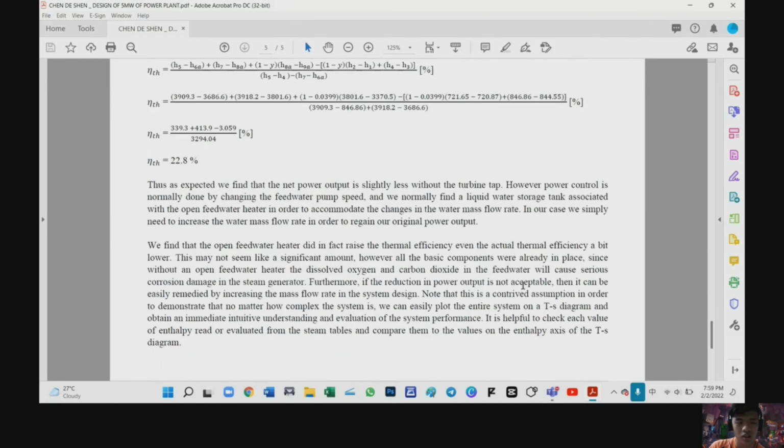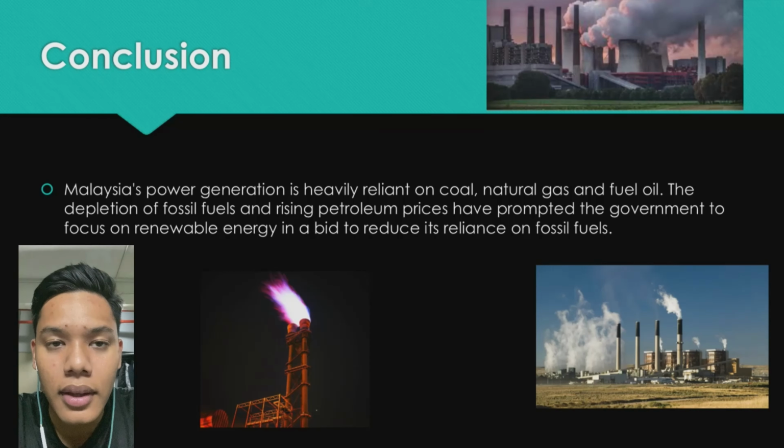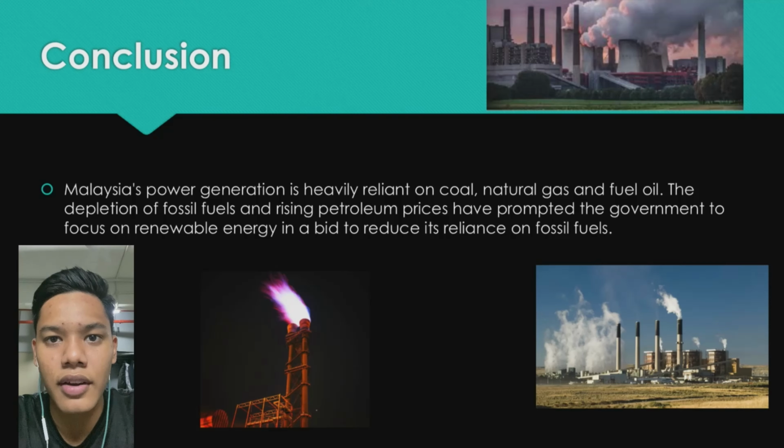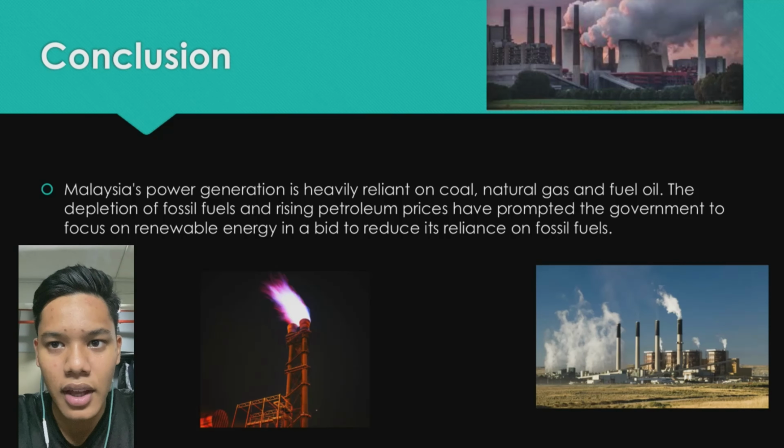In the end, we find that the net power output is slightly less without the turbine tap. However, power control is normally done by changing the feed water pump speed, and we normally find a liquid water storage tank associated with the open feed water heater in order to accommodate the changes in the water mass flow rate. In our case, we simply need to increase the water mass flow rate in order to regain our original power output. Thank you.